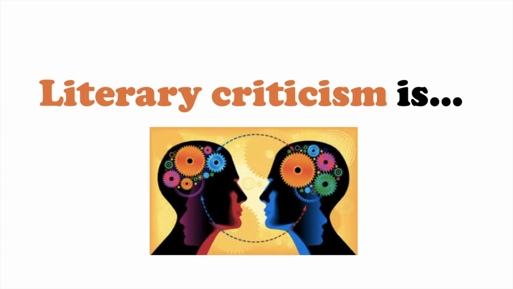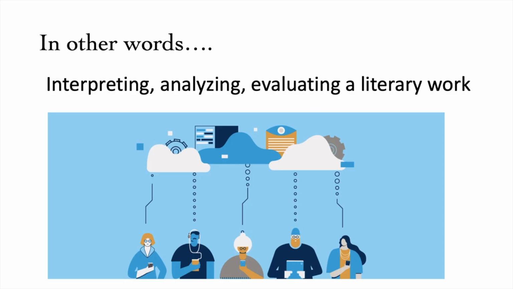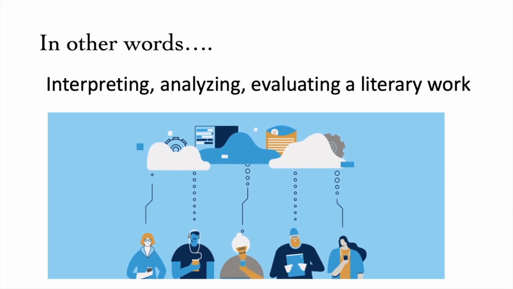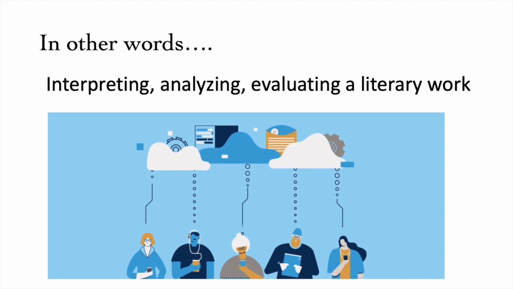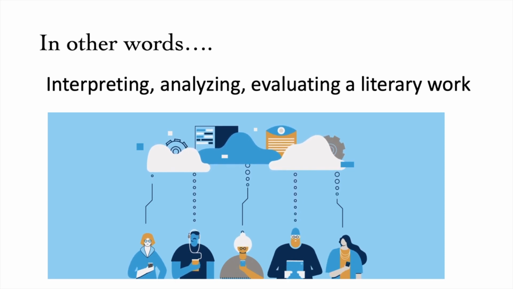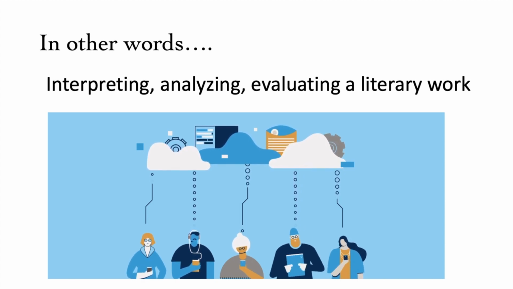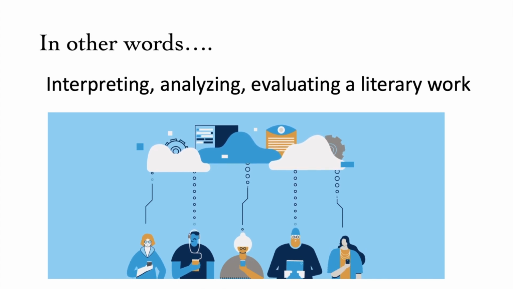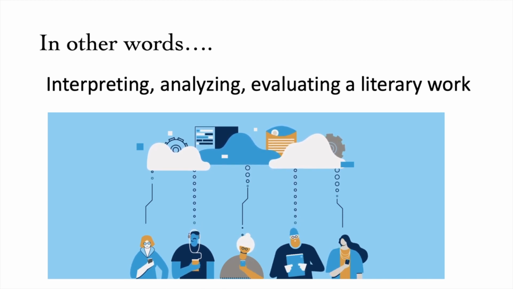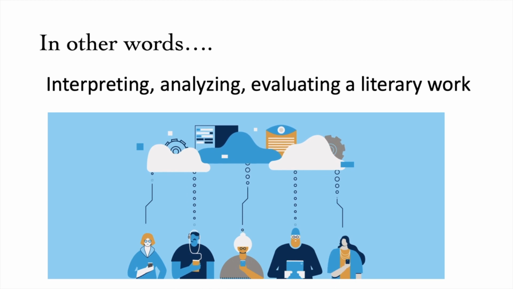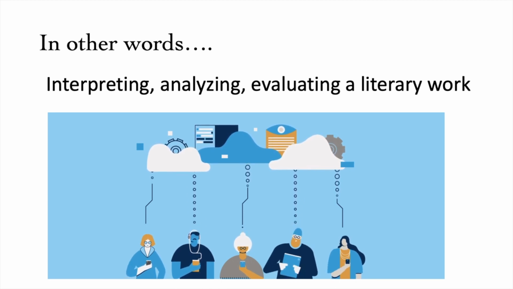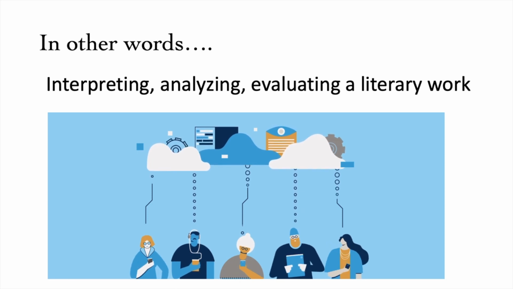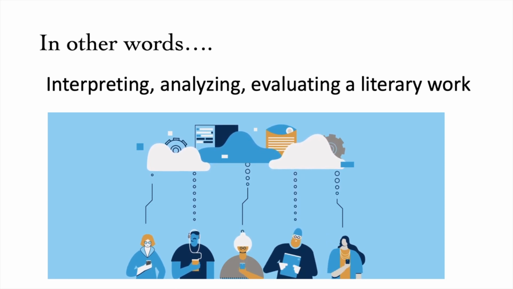So literary criticism is, in other words, interpreting, analyzing, or evaluating a literary work. This includes the classification by genre and analysis of structure. We analyze the forms, the text, the characters. Literary criticism asks what literature is, what it does, and what it is worth.